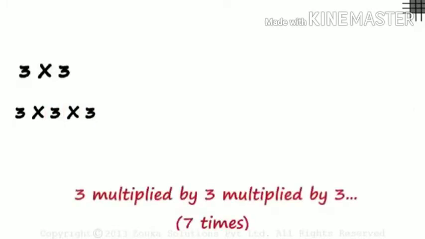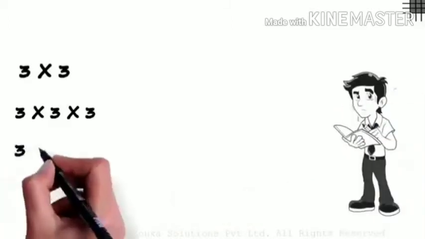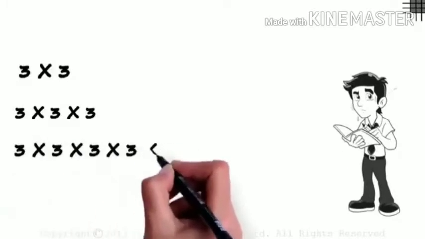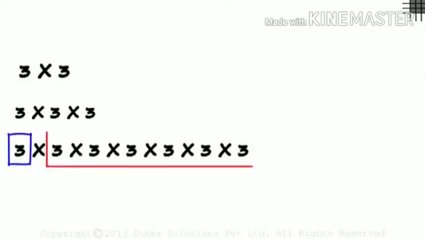Now you've been asked to write down 3 multiplied by 3 multiplied by 3 and so on, 7 times. So now you're kind of bored, but you don't have a choice. So you write 3 times 3 times 3 times 3 and so on, 7 times. Yes, I know what you're thinking. The more times you multiply a number by itself, the more tedious it gets to write it down.